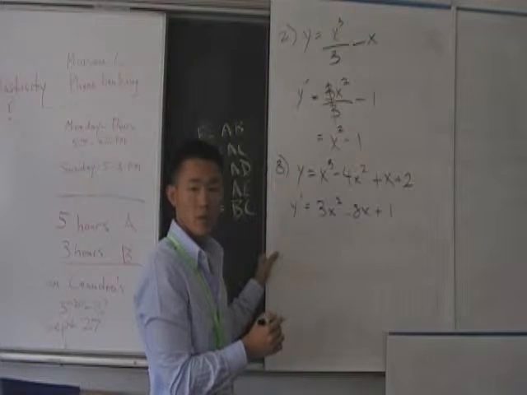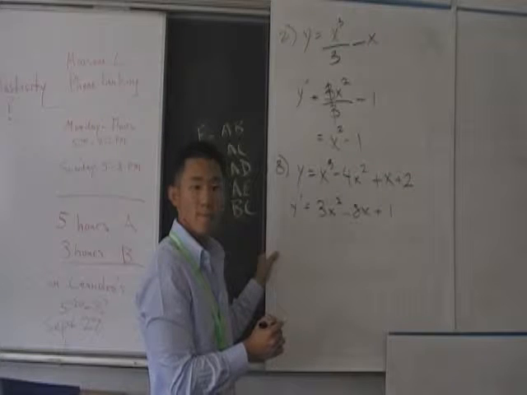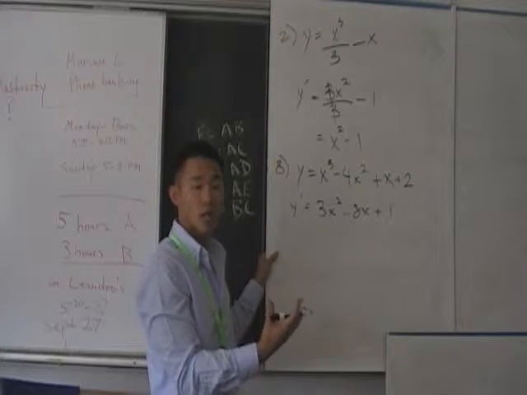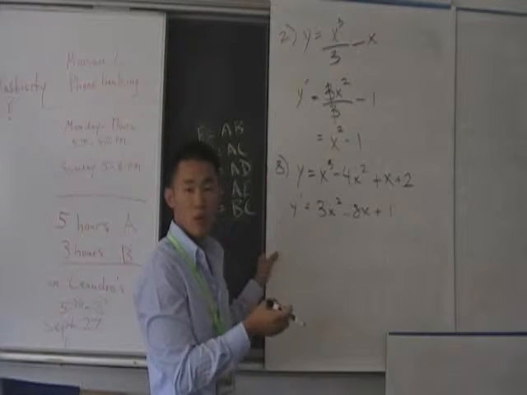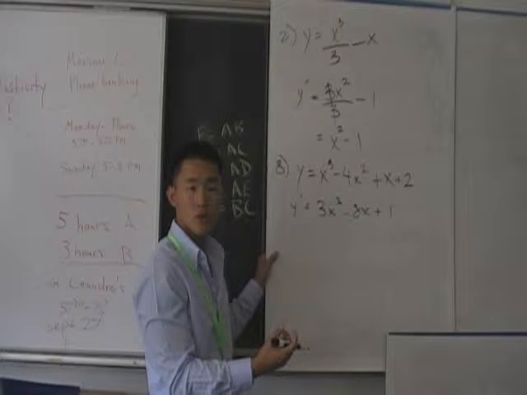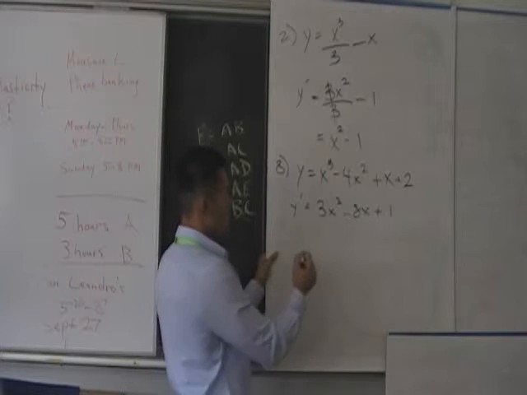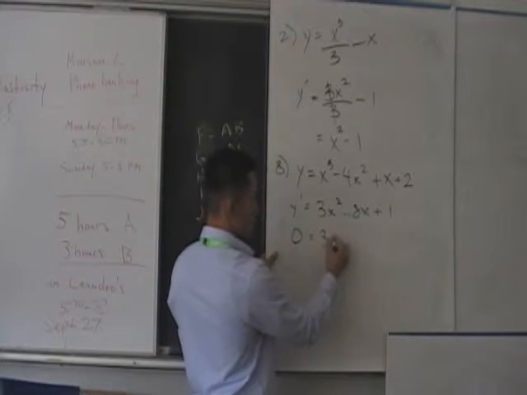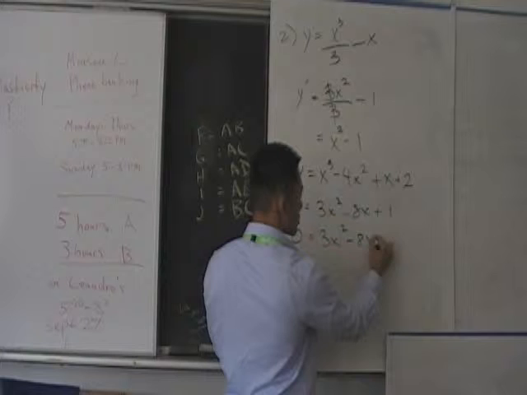What does the derivative tell you again? The slope of a line. So if you're looking for a horizontal tangent, what's the slope of a horizontal tangent? 0. Okay, so you set this equal to 0. You solve for x.